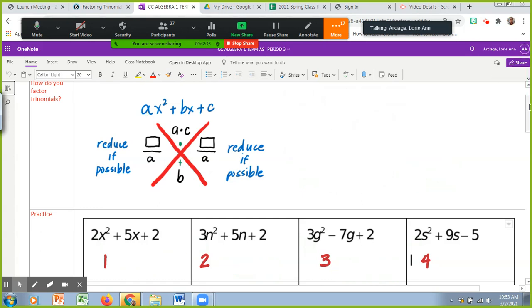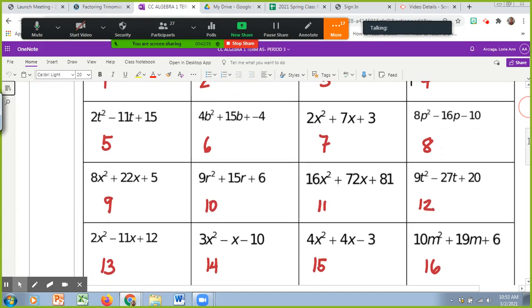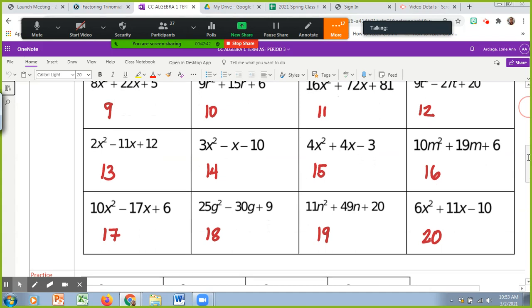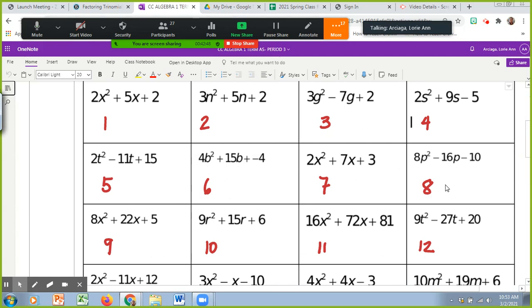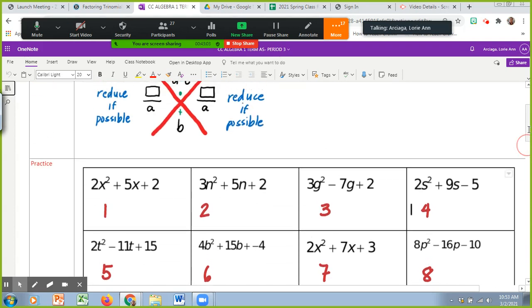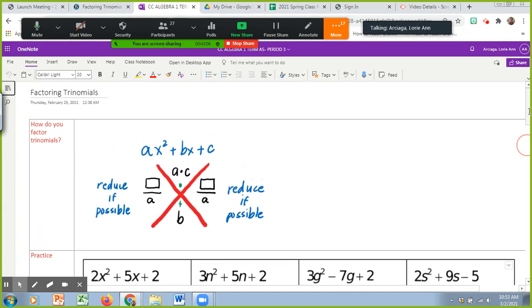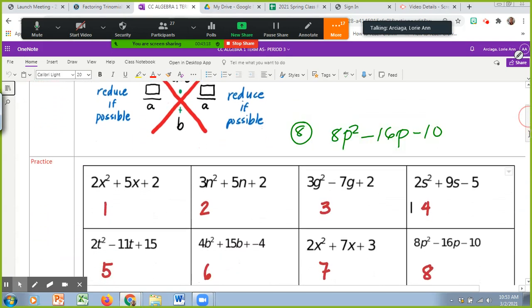And I want us to jump to number, where is it? Oh, number 8. There you go. I almost missed it. Okay, so number 8 is not ready for X method yet. Let me copy number 8 up here. 8p squared minus 16p minus 10. Did I copy it correctly? 8p squared minus 16p minus 10.